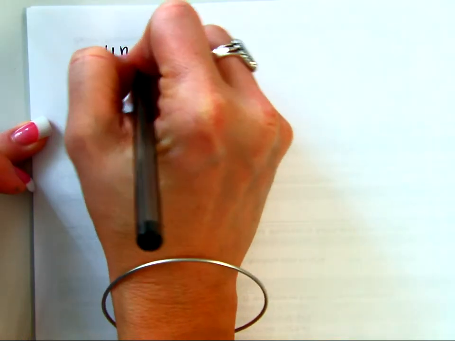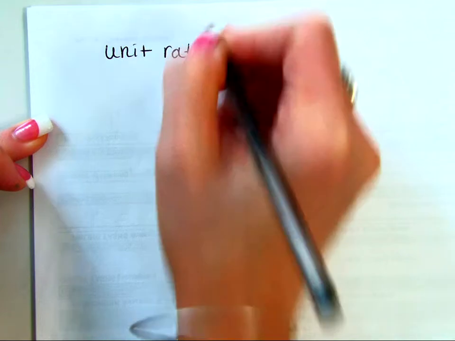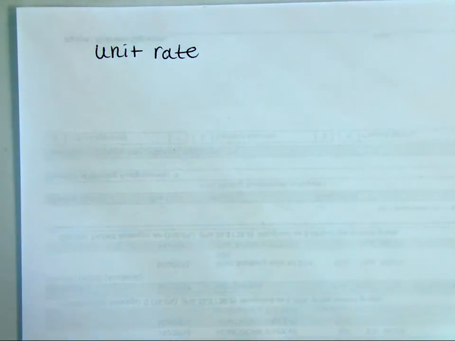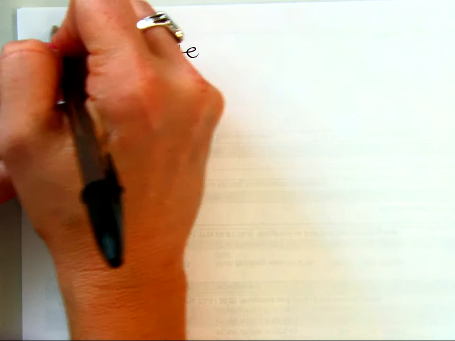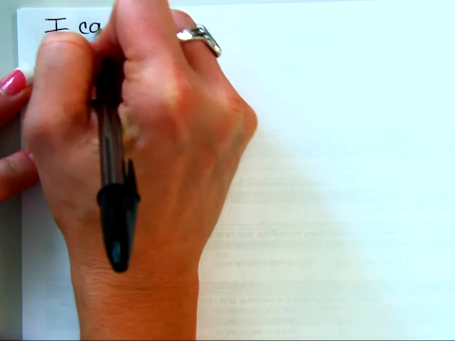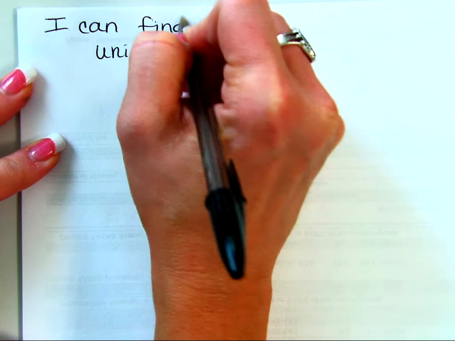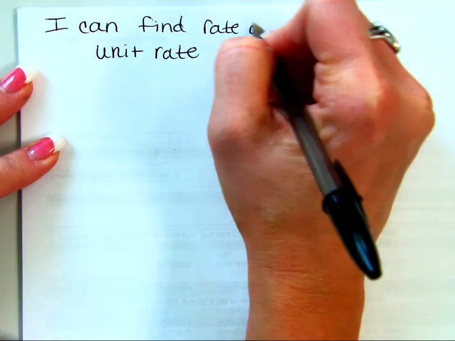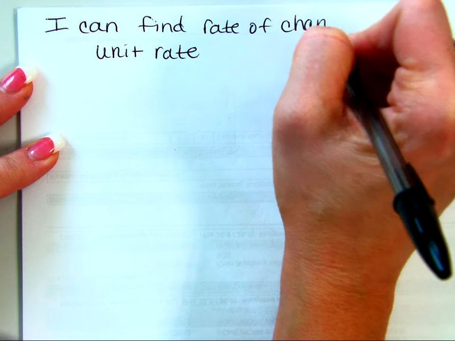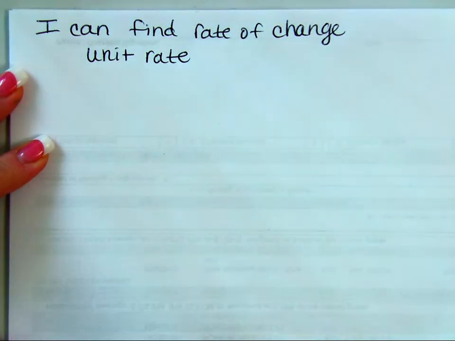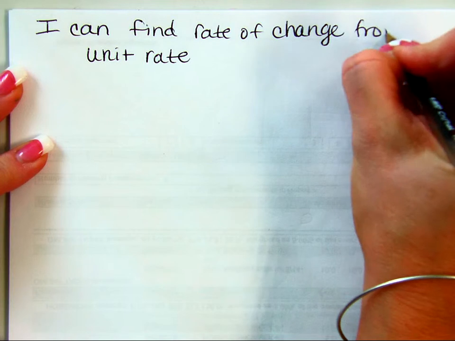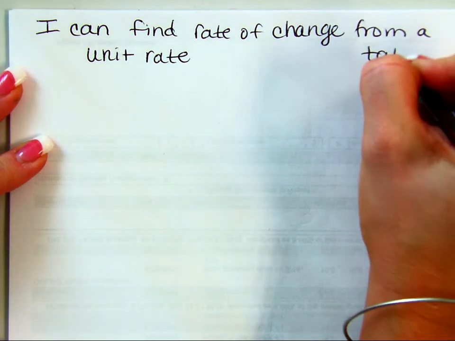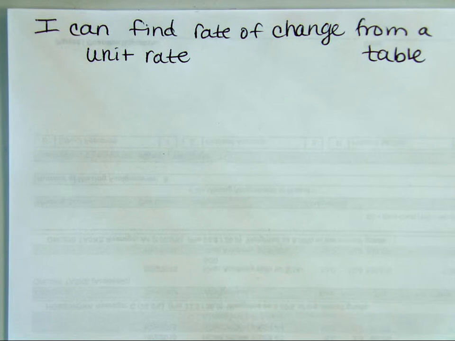Of your paper here, I want you to write unit rate. Just on the bottom. You don't even need notebook paper, just on the bottom. It doesn't matter what color. I can find the rate of change, just somewhere on the bottom of that notebook paper that I gave you, from a table. Okay? I can find the rate of change from a table.